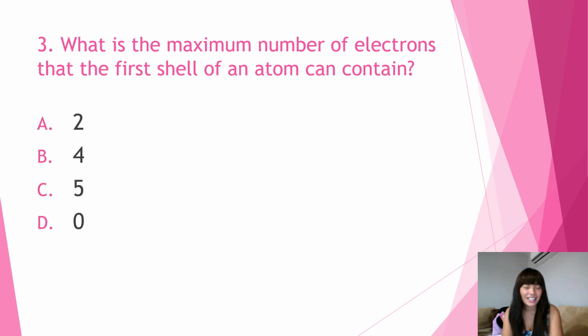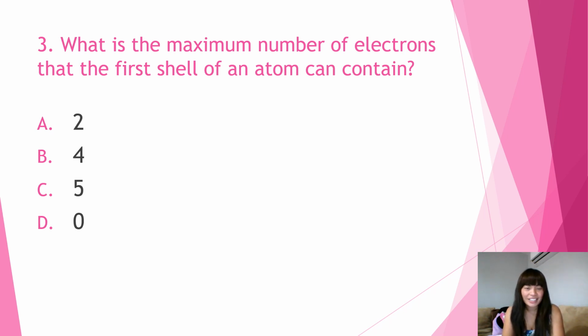Okay, next. What is the maximum number of electrons that the first shell of an atom can contain? So obviously this is a chemistry question. A, 2, B, 4, C, 5, or D, 0? How do you say 0? 0. Okay.